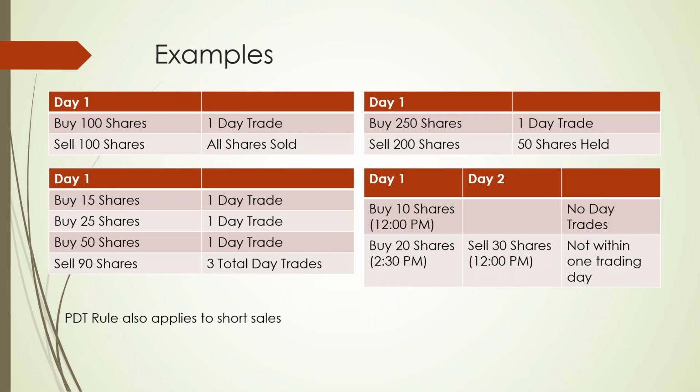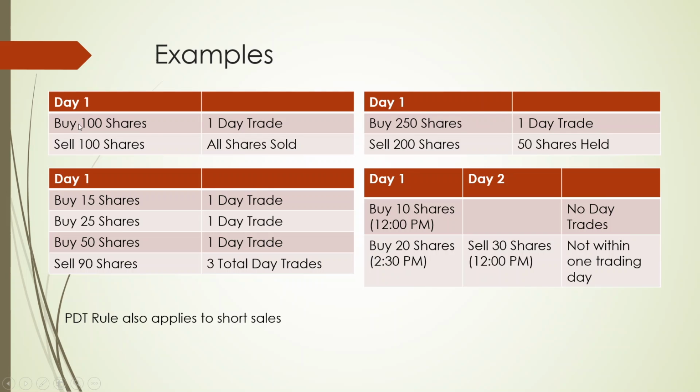Next one. Okay, so these are a few examples of how the PDT rule works. And in coding, there's these things called edge cases, which are kind of like strange situations where you have to work around them. And that's kind of what I call these things because sometimes the PDT rule can be a little bit confusing about what constitutes a day trade and what does not.